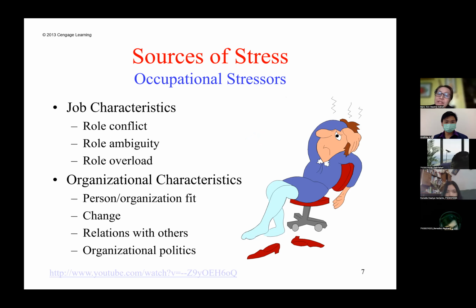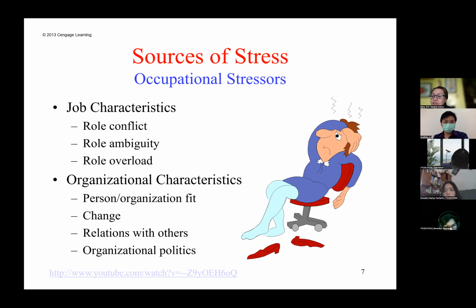Take, for example, the task of an academic department head. So as a department head, as part of the faculty members, this person may want to have a long process for the submission of certain reports. But as an administrator, this person would want to have shorter submission of reports. So there's a conflict in the role of this department head, thereby making her experience more stress as compared to when there is no role conflict.